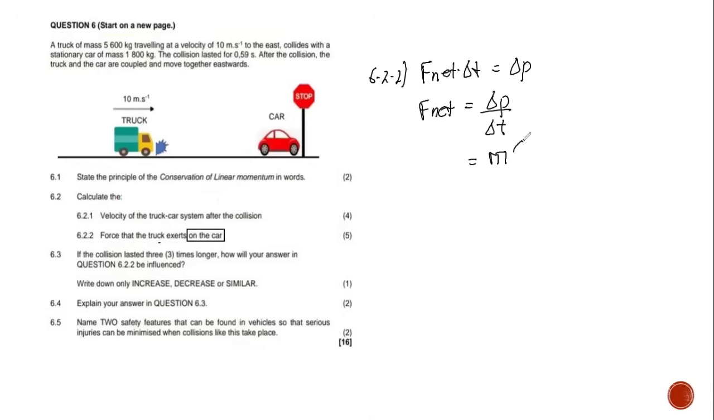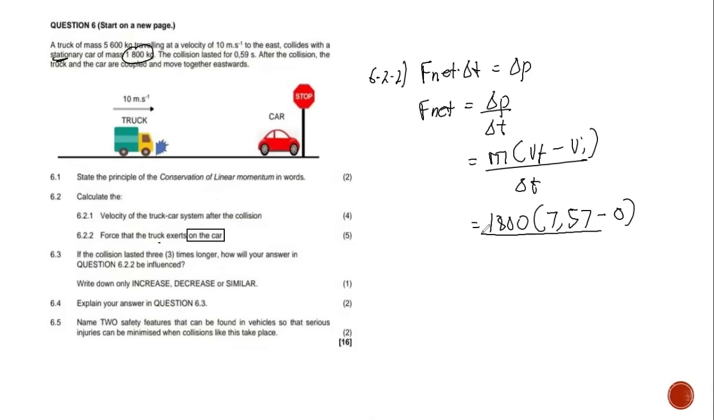Then m, vf minus vi over delta t. Now, what is the mass of the car? It is 1,800. Now, what is the final velocity of the car? The one that we just calculated, it's 7.57. And then minus, initially they said the car was stationary, so it's 0. Then over the contact time or the collision time was 0.59 seconds.